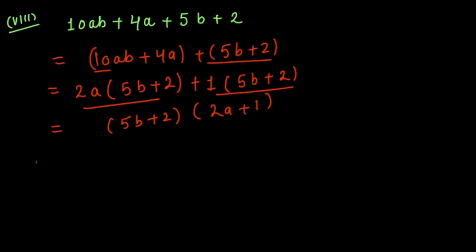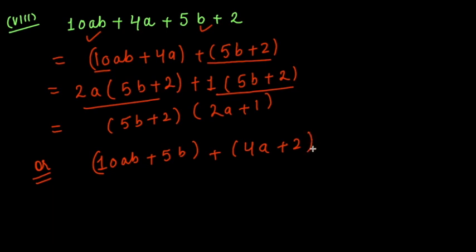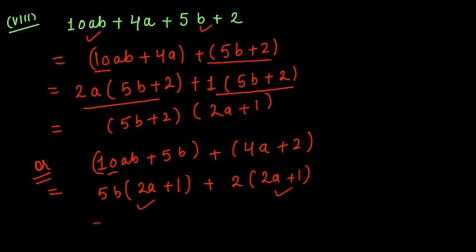Let's try it another way. If you regroup 10ab plus 5b together, means your first and third term, and you put 4a plus 2 in another bracket. What is common here? 5b. What I am left with? 5 2s are 10a plus 1, right? So 2 2s are 4a plus 1. Still I am getting the same terms in the bracket.